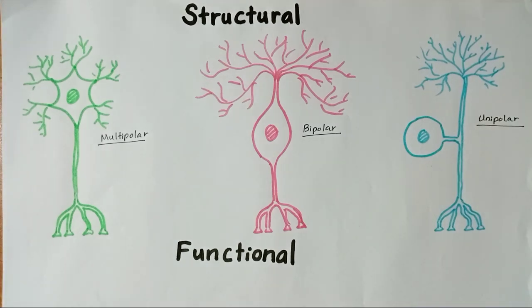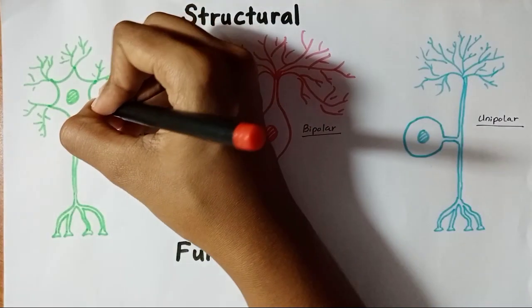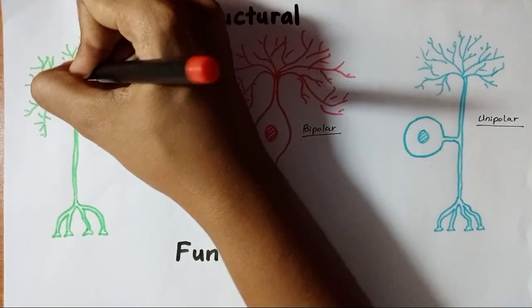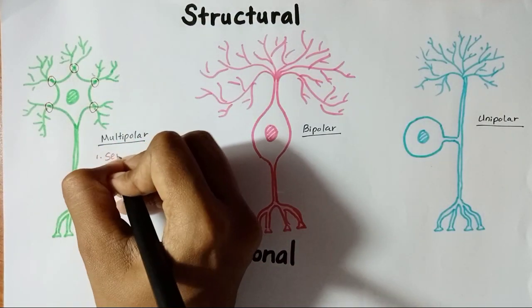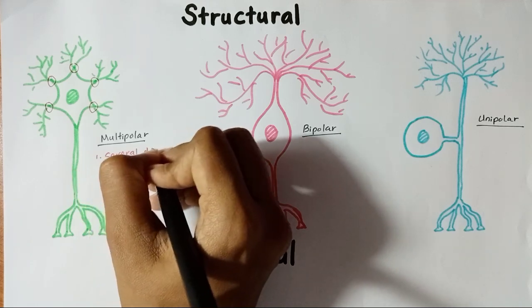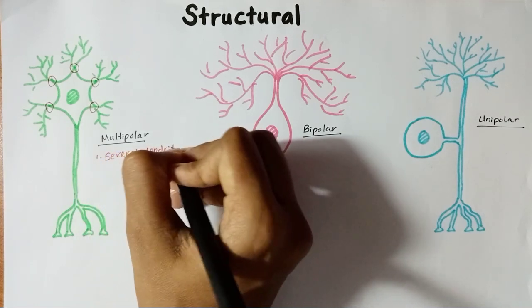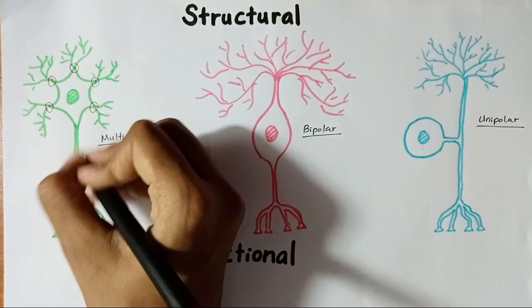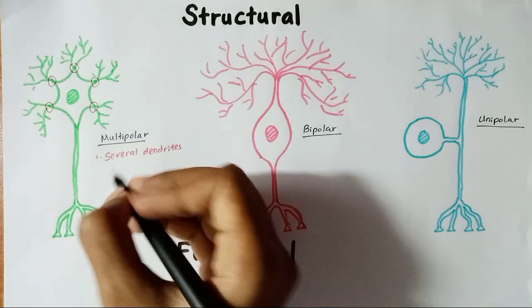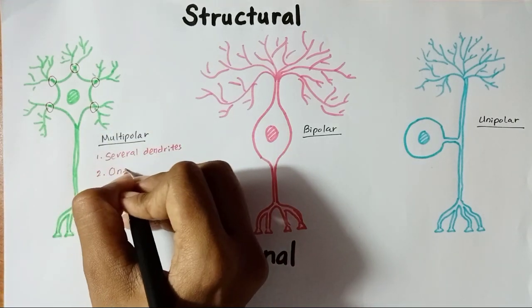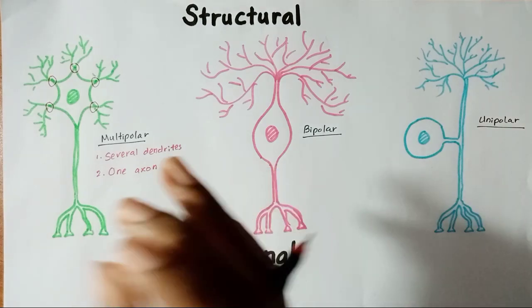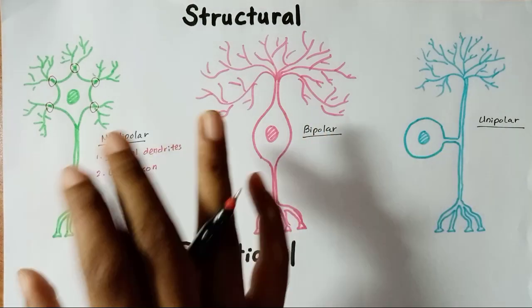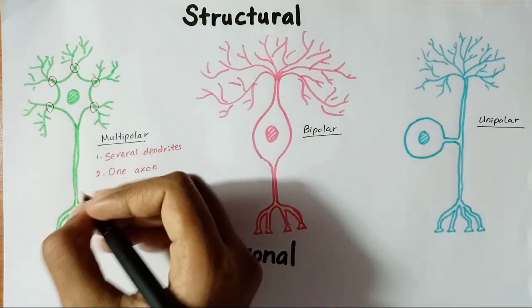Multipolar means it has several dendrites. You can see here several dendrites, and one axon. These multipolar cells are the common type in the central nervous system.